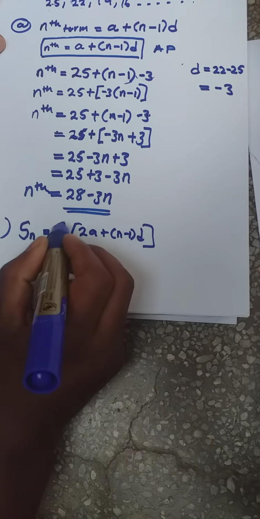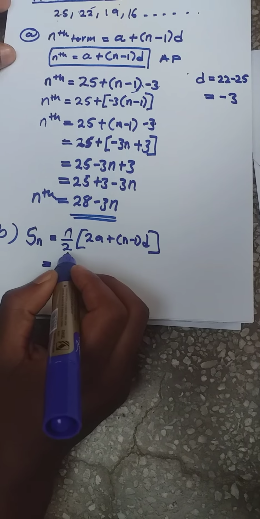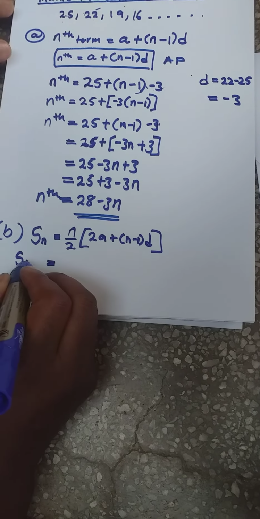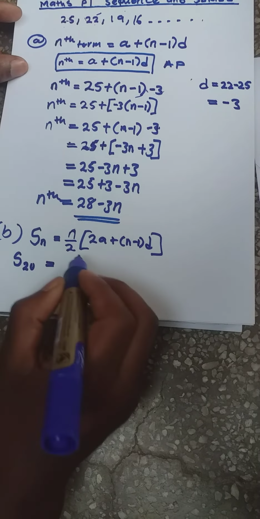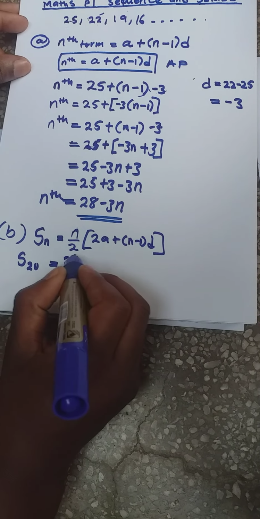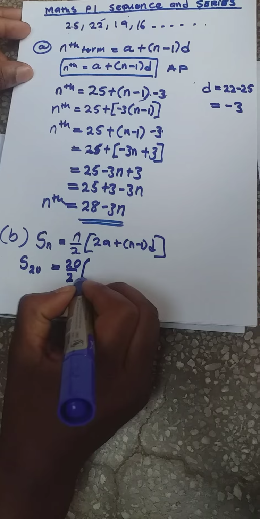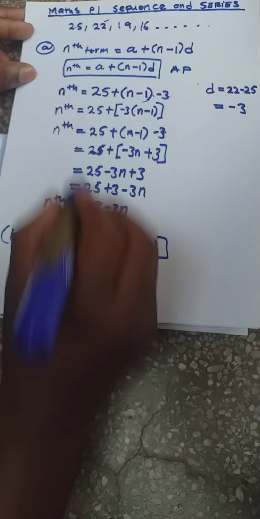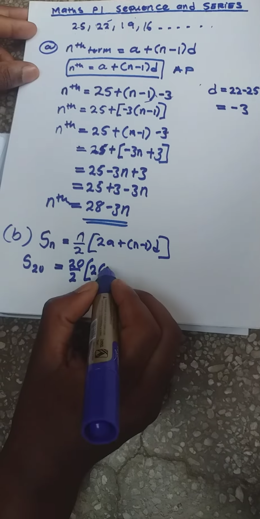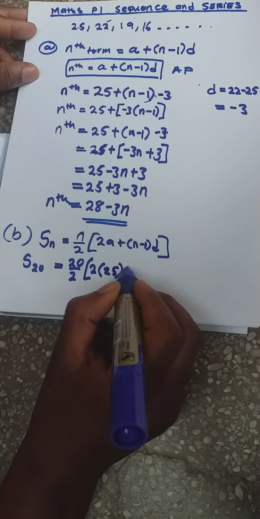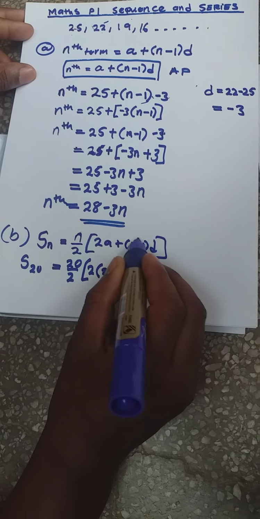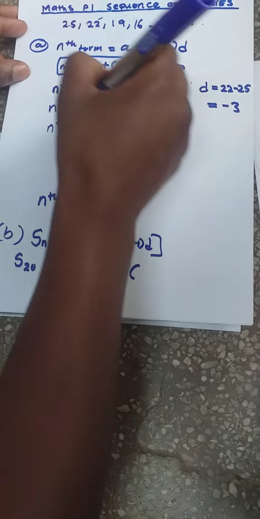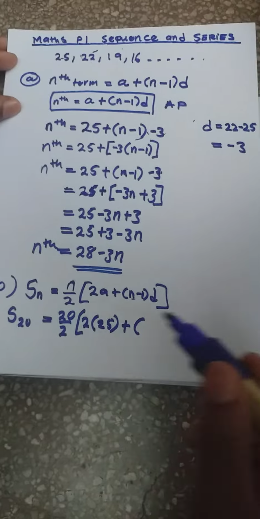How many terms do they want you to find the sum for? Here I want to find the sum of 20 terms. So the sum of 20 terms is equal to the number of terms, that is 20, over 2. Then 2, what's the first term? We have our sequence here on top, it is 25. N is the number of terms when you're calculating the sum, whereas when you're calculating the nth term, it's the position.